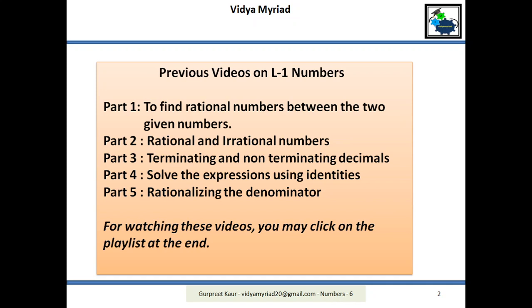Before we proceed, let me brief you about the previous videos made on lesson number 1. In part 1, I discussed how we can find rational numbers between two given numbers. Part 2 is about how to identify rational and irrational numbers. Part 3 is on terminating and non-terminating decimals. Fourth is on how we can solve expressions using identities. And the fifth video was made on rationalizing the denominator. For your ready reference, a playlist will be provided at the end, so those of you who want to practice more can see that.